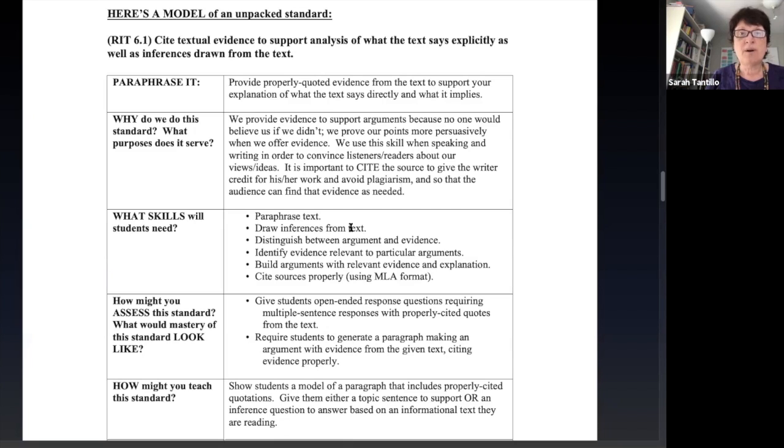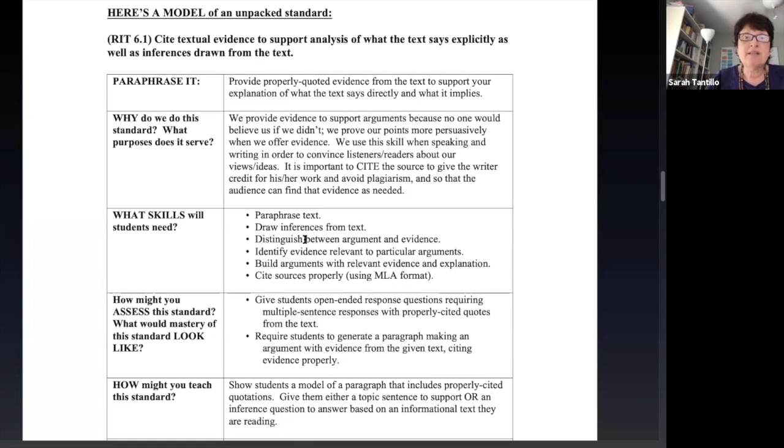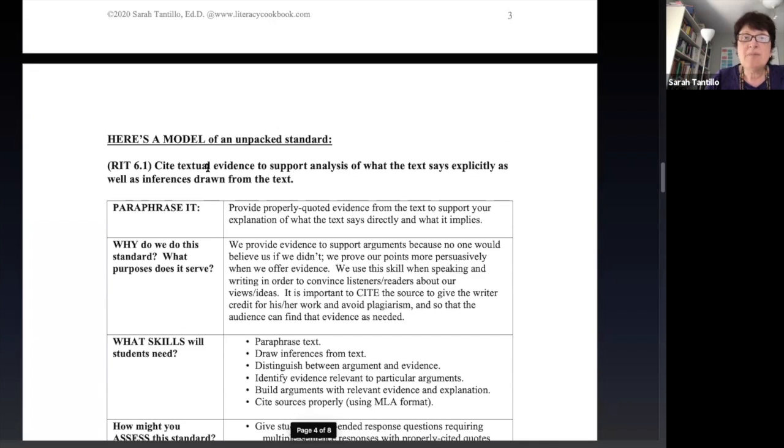This is a really important thing to realize too when you think about students who might be struggling with the same standard. Maybe they're struggling with different skills related to that standard. Until you know what the skills are that are involved in the standard, it's hard to know what to do next. So for example, you may have students who can paraphrase and draw inferences, but they don't know the difference between argument and evidence. And if they don't, they're not going to be able to do this standard fully.